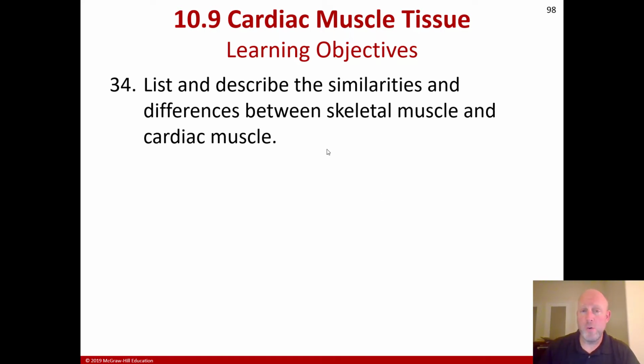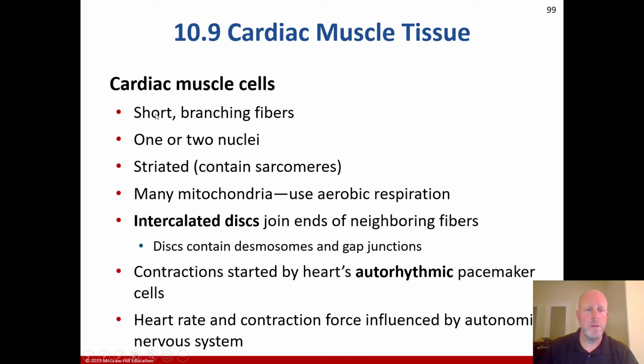Learning objective, our primary one for cardiac muscle tissue, is to list and describe the similarities and differences between skeletal muscle and cardiac muscle. Cardiac muscle cells are short branching fibers as opposed to cylindrical fibers like skeletal muscle fibers. They have one or two nuclei, as opposed to the multinucleated fibers of skeletal muscle. They're striated like skeletal muscle, containing sarcomeres.